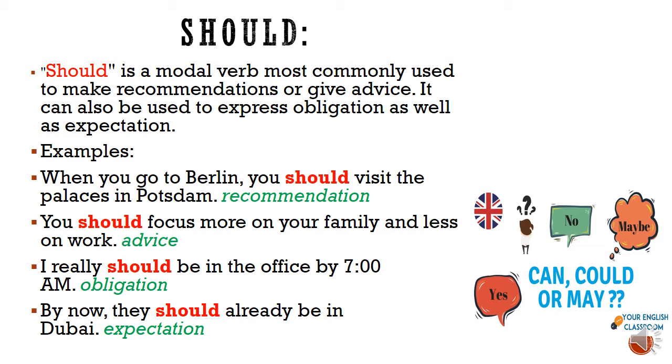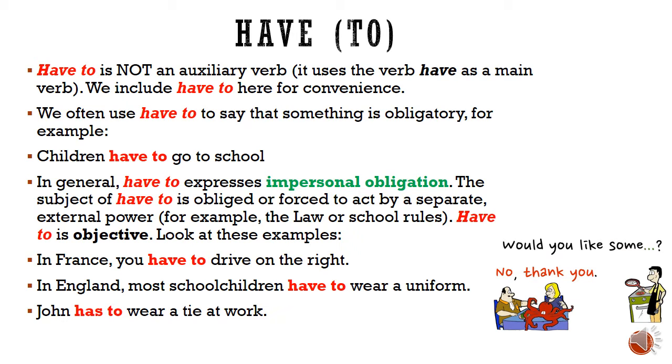Now, for example, when you go to Berlin, you should visit places in Potsdam. Here you are giving a recommendation. You should focus more on your family and less on work. This is advice. I really should be in the office by 7 o'clock. This is an obligation. By now, they should already be in Dubai. This is an expectation. You expect something in this sentence.